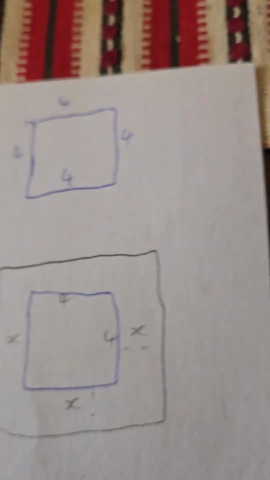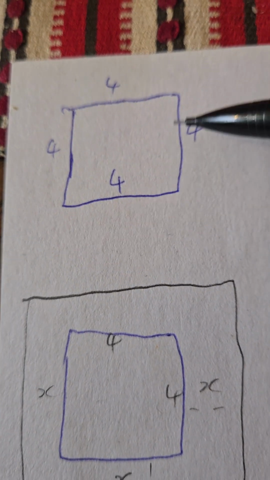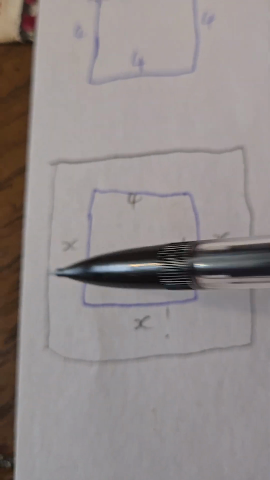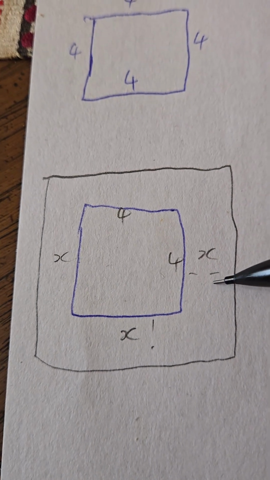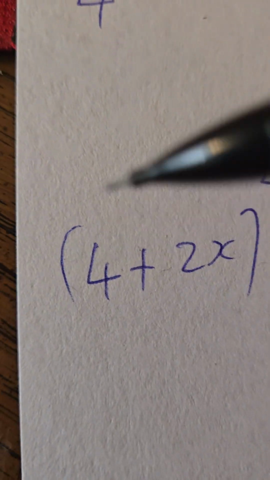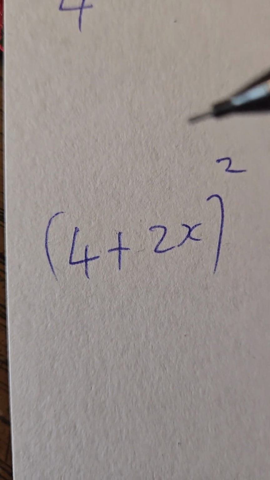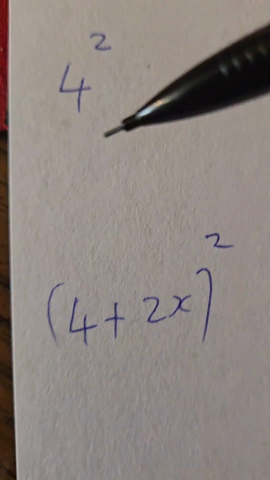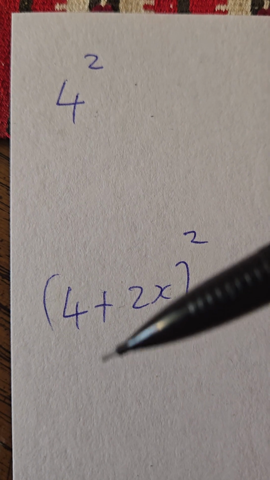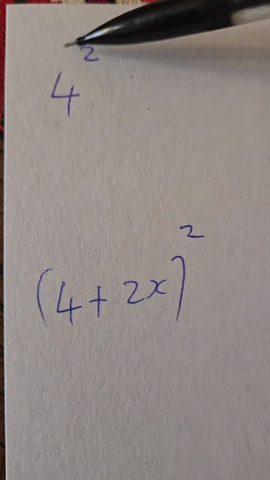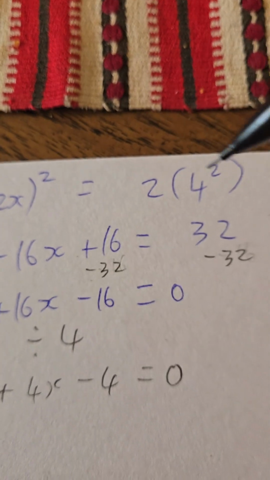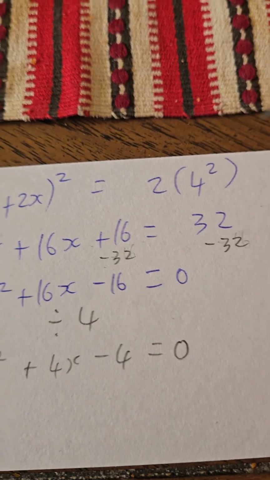All right, so the original farm's area is 4 times 4, 4 squared. Well, the width is x plus 4 plus x, which is 4 plus 2x. The same is true for the height. So the area is (4 plus 2x) squared, width times height. That's the area after expansion. What we do know is that this area must be double the original area. (4 plus 2x) squared is double 4 squared.